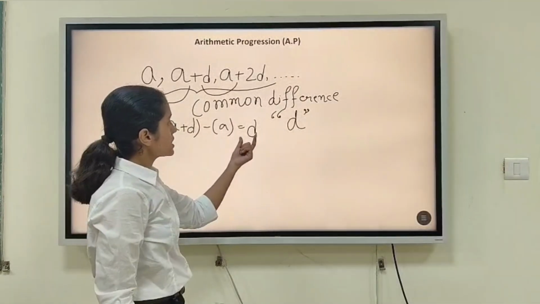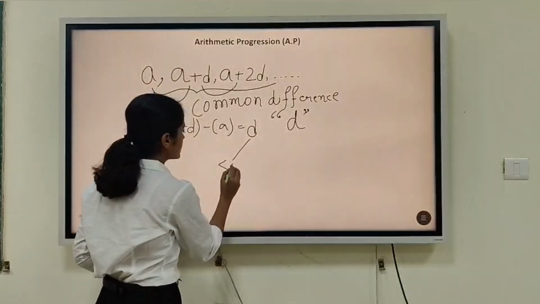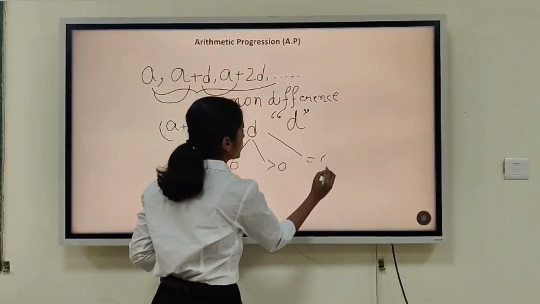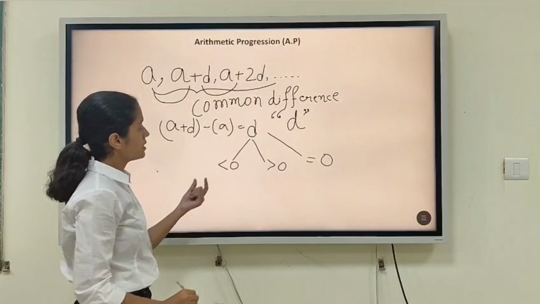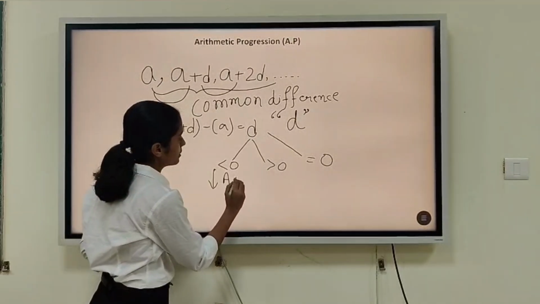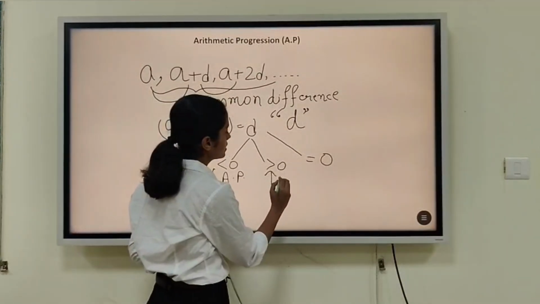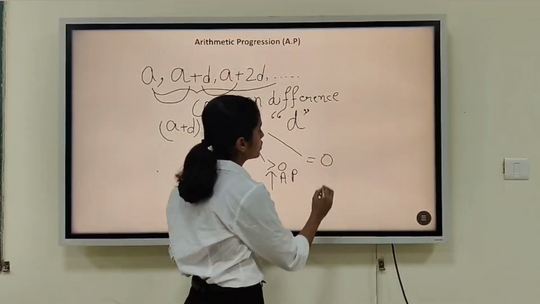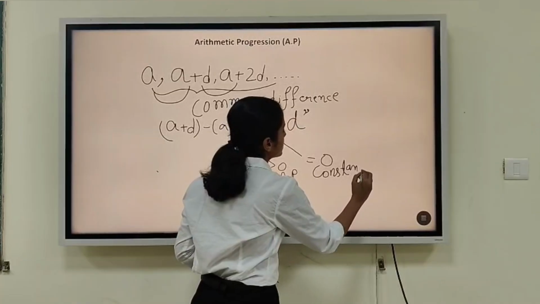Now because it is a constant number, there are 3 possibilities. It could be less than 0, it could be greater than 0, and it could be equal to 0. Whenever the common difference in an AP is less than 0, we say that it is a decreasing AP. When the common difference is greater than 0, we say that this is an increasing AP, and when the common difference is equal to 0, we say that it is a constant AP.